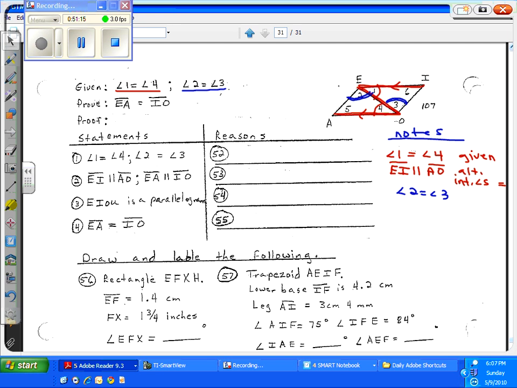And we're going to put given, but we're going to think, is there anything I can quickly conclude because those are equal? Yes, they are alternate interior angles. So therefore, I can conclude that the lines that form them are parallel. So I can conclude that AE is parallel to IO, because alternate interior angles are equal.